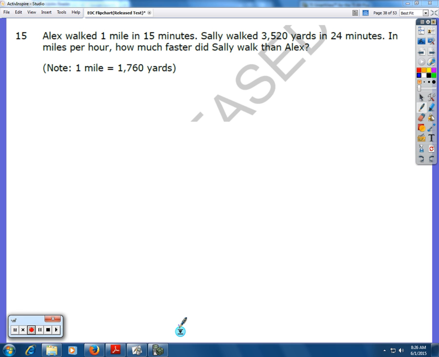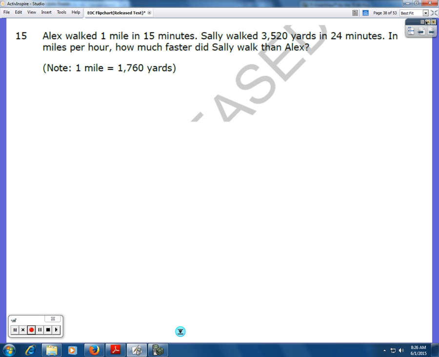All right, so Alex walked 1 mile in 15 minutes. Sally walked 3,520 yards in 24 minutes. In miles per hour, how much faster did Sally walk than Alex? Okay, so we're comparing the speeds of Sally and Alex, and it says specifically in miles per hour. So the first thing we need to do is convert both Alex's speed and Sally's speed into miles per hour.